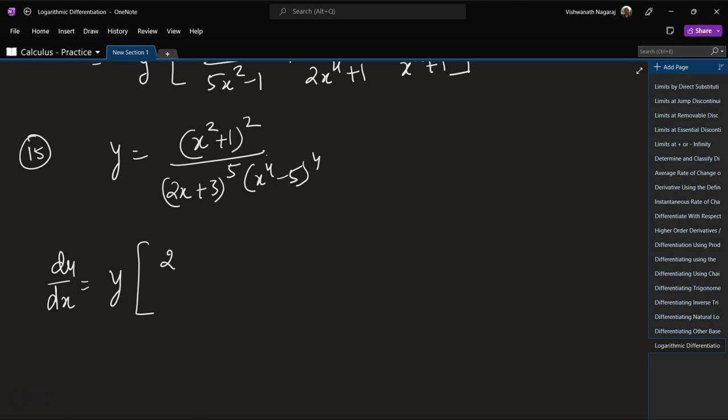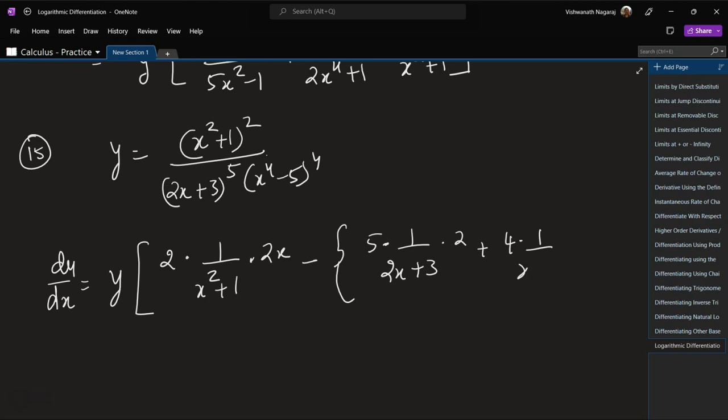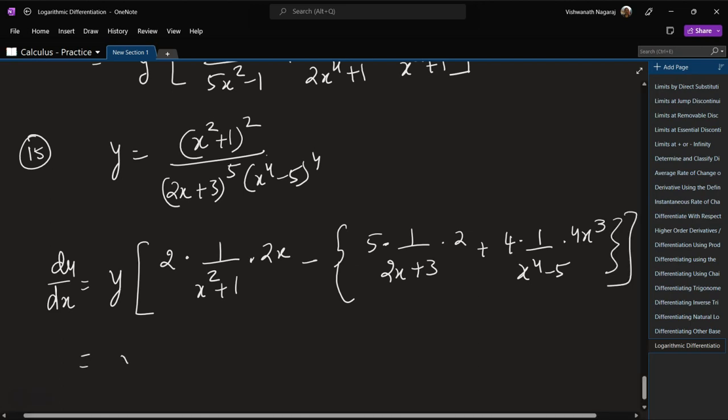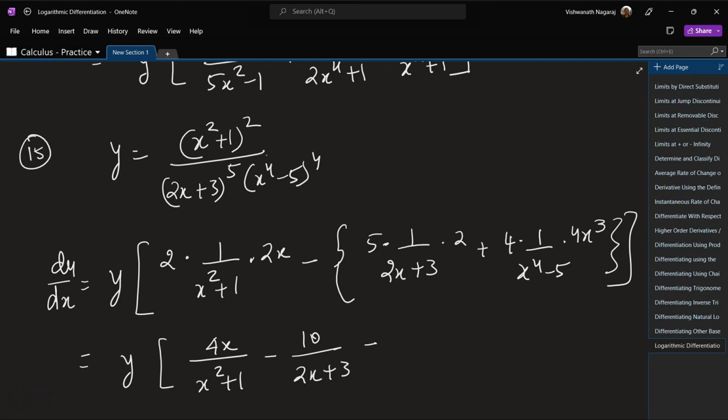So let's do this. 2 times 1 by x square plus 1 times 2x minus, here it will be 5 times 1 by 2x plus 3 times 2 plus 4 times 1 by x to the power of 4 minus 5 times 4x cube, which gives us y times 4x by x square plus 1 minus 10 by 2x plus 3 minus 16x cube by x to the power of 4 minus 5.